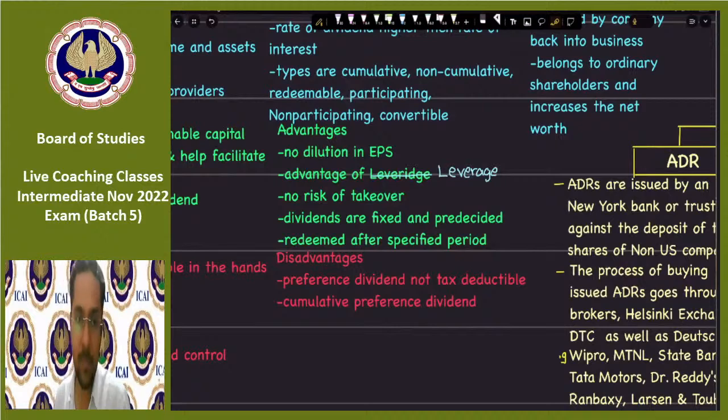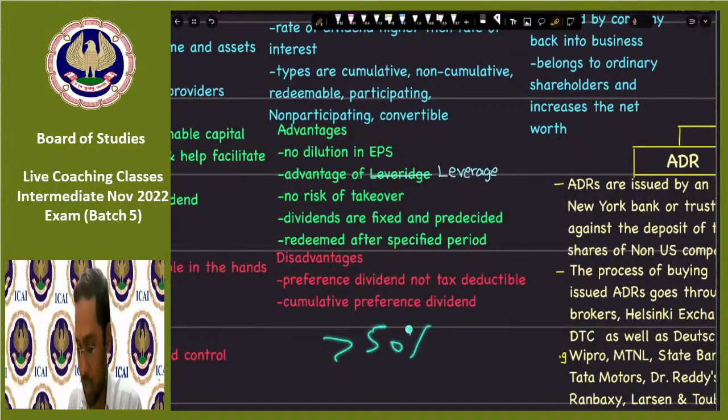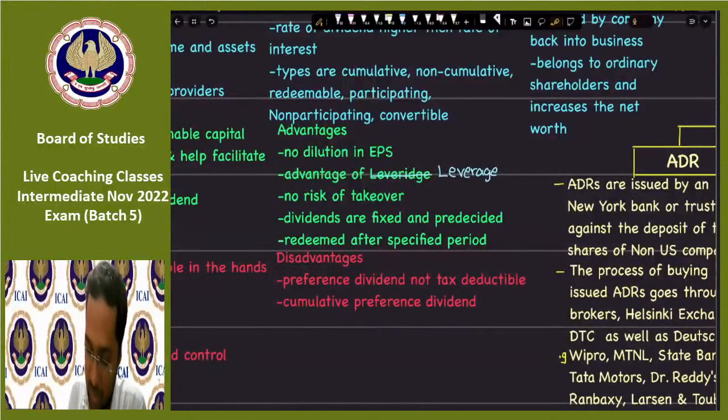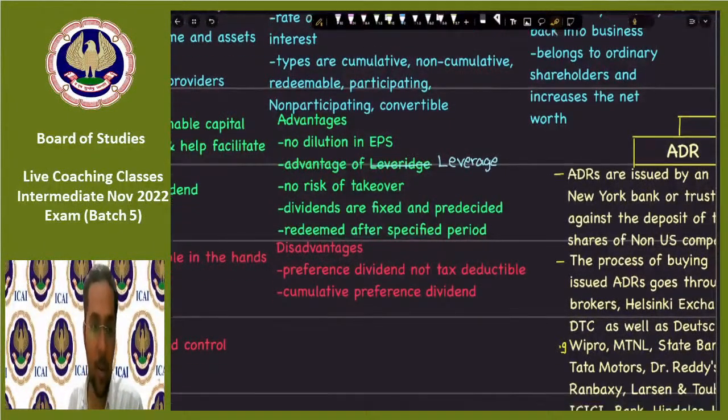In case of equity shares, yes, it's possible, sir, because if the shares in the market are more than 50% of the total shares, then I can acquire all those shares from the market and take control of that entity. But that is not possible in case of preference shares. Dividends are fixed and pre-decided, and obviously they are redeemed after a specified period.